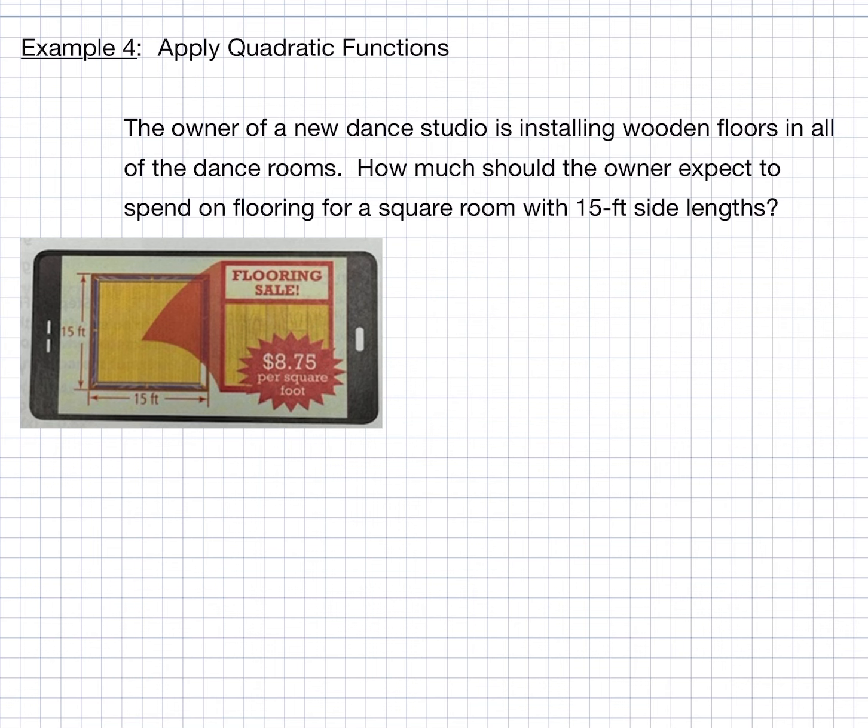Okay, so in this example, we see that this room is 15 by 15, and we are also told that the flooring is going to be $8.75 per square foot. Okay, so how do we calculate this? Well, the area of the room is 15 by 15, right? 15 feet by 15 feet.